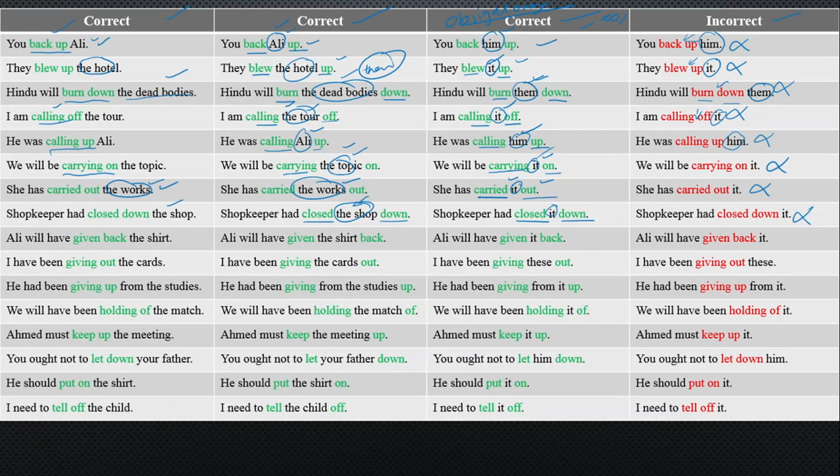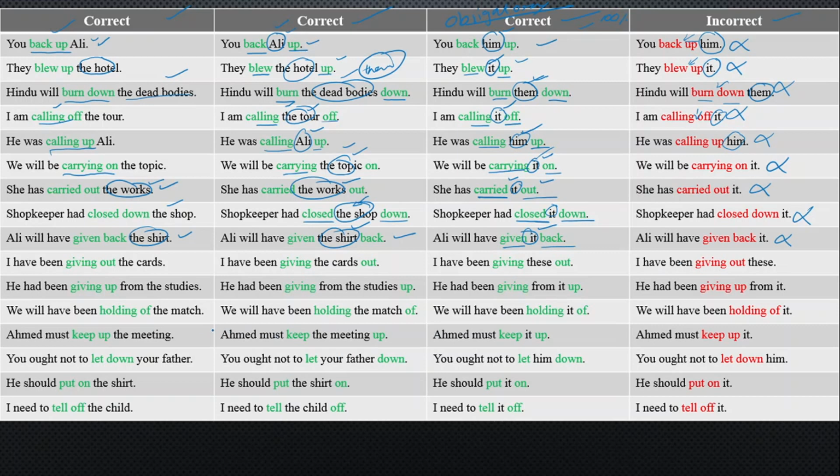So the next one we have is, Ali will have given back the shirt. Ali will have given the shirt back. Both of them are right whether you bring the object at the end or in between the phrasal verb. But when instead of shirt we use the pronoun it, your object, verb and adverb particle must be separated. Ali will have given it back. Now verb and adverb particle must be separated. If you don't separate, like Ali will have given back it, it is considered wrong.